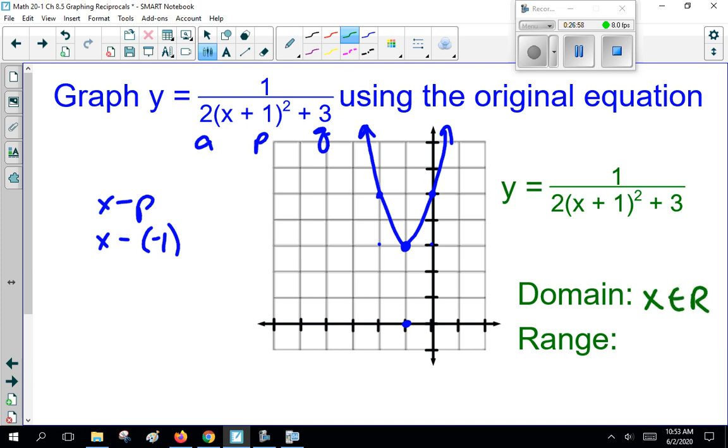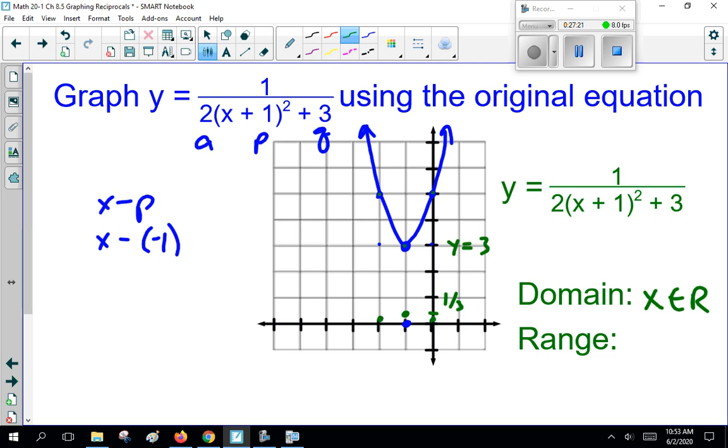Now, the next question is, what the heck does this graph look like? Well, I know my point here, minus 1 and 3. So, if y equals 3 here, what's the reciprocal of 3? 1/3. Now, I can take some more points if you want. This is 5. What's the reciprocal of 5?